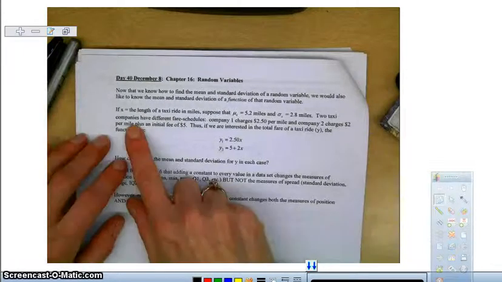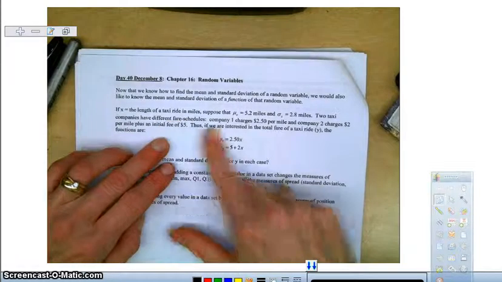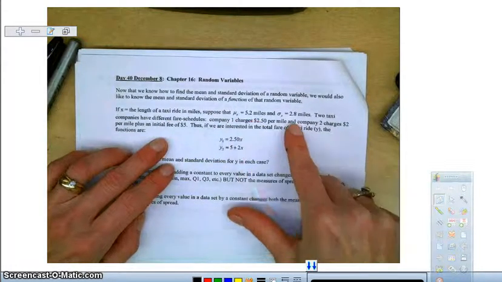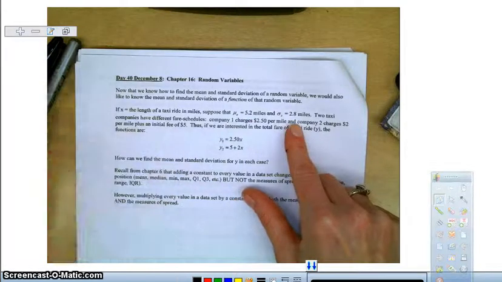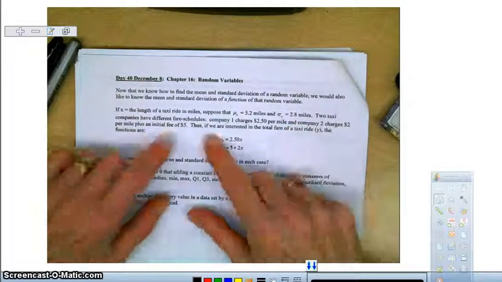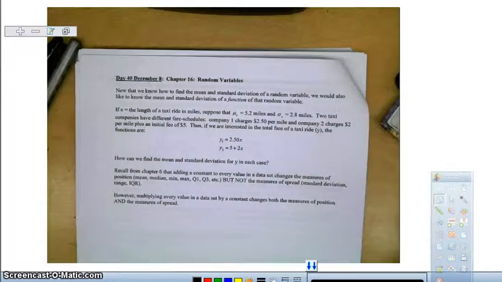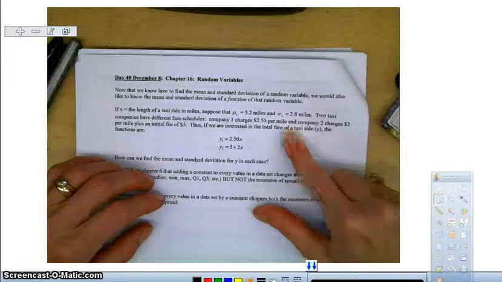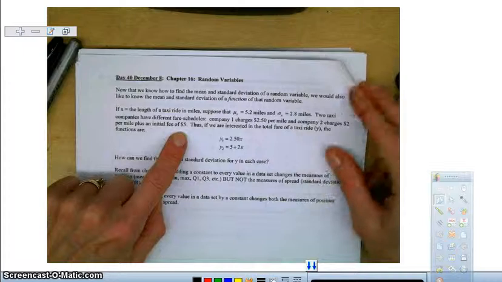So suppose x is the length of a taxi ride in miles. Suppose that the mean of x is 5.2 miles and the standard deviation of x is 2.8 miles. You have two different taxi cab companies and they have different fare schedules. Fare is how much you're going to pay after riding in a taxi for a certain length of time. Company 1 charges $2.50 per mile and Company 2 charges $2 per mile plus an initial fee of $5.